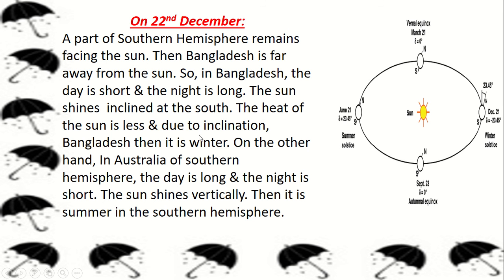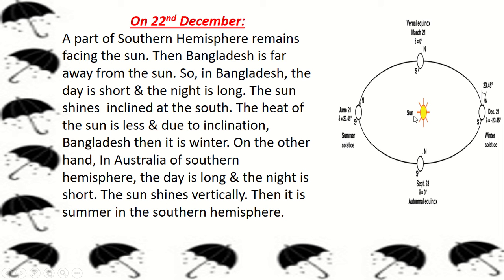So in the month of December we usually experience the winter season. On the other hand, in Australia, which is situated in the Southern Hemisphere, the day is long and the night is short. So the sun shines vertically over there, then it is summer in the Southern Hemisphere.